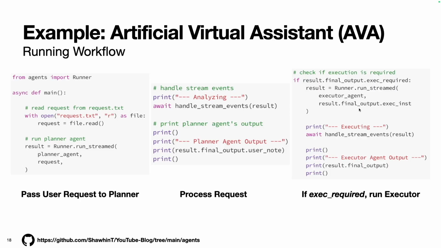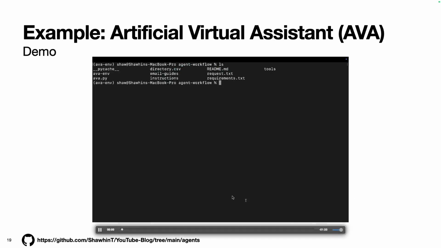Now we'll pass in the executor agent instructions to the executor agent, and then we'll do a similar thing. We'll print executing to the command line, and then we'll print the final output of the executor agent. And then again, if you're curious about this handle stream events function, you can check out the functions.py file in the GitHub repository.